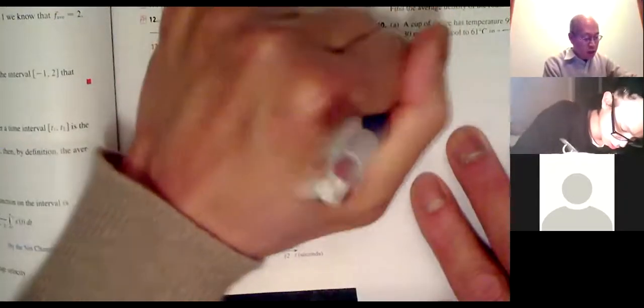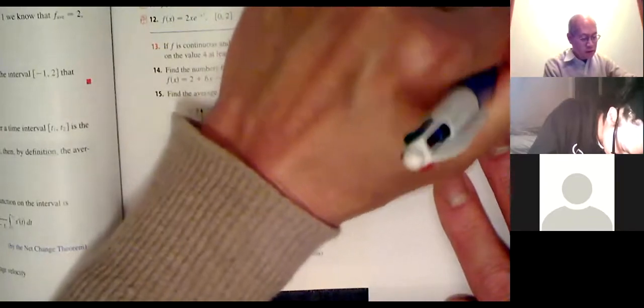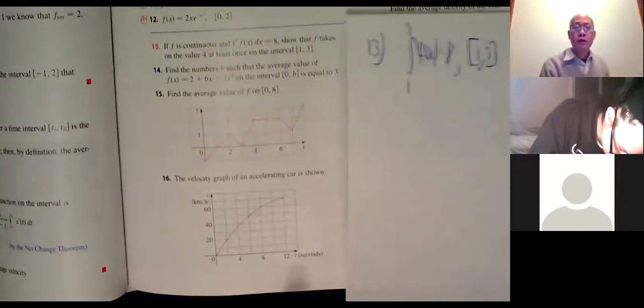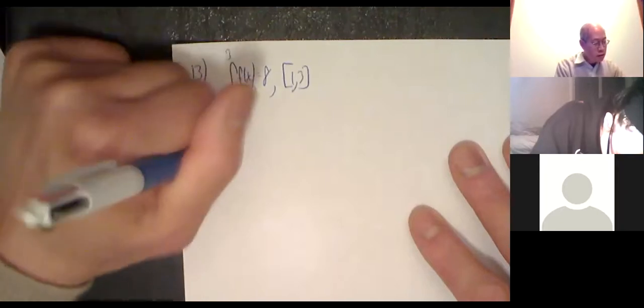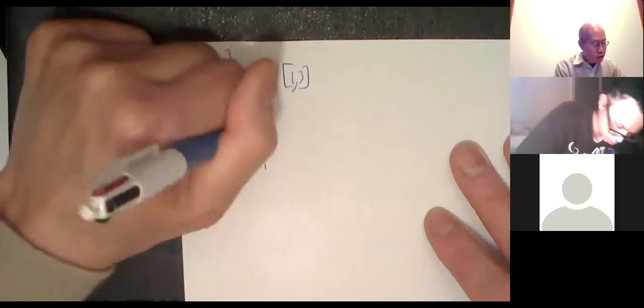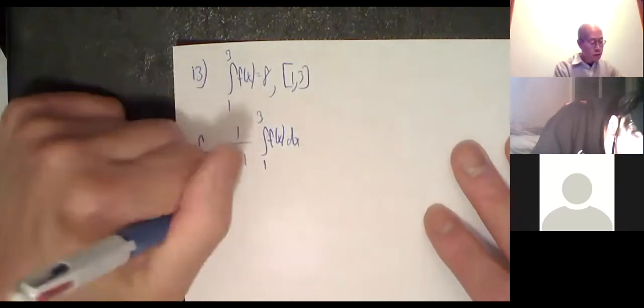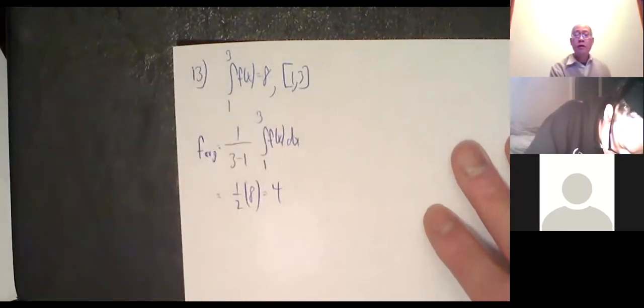For 13, the integral from 1 to 3 of f of x equals 8. Show that it takes on the value of 4. There's really not that much to it. So f average by formula is 1 over b minus a, integral from 1 to 3 of f of x dx. That's 1/2. They told us that this is 8. And I get 4.